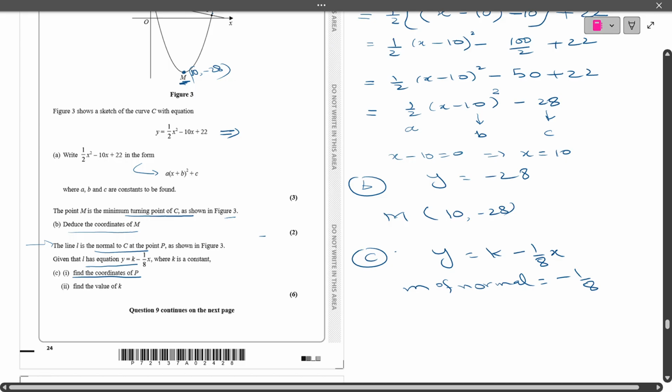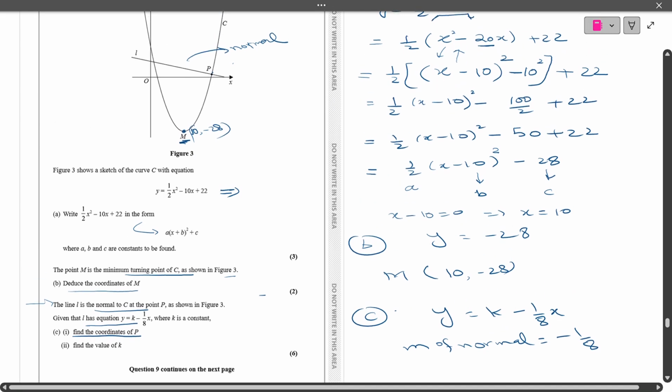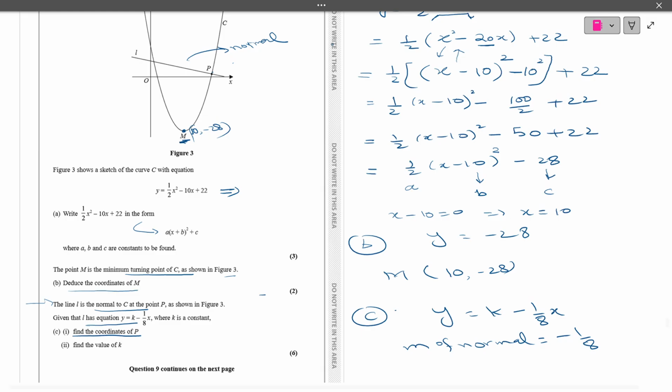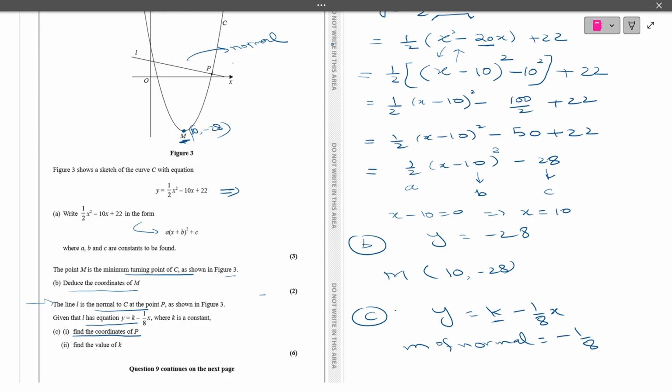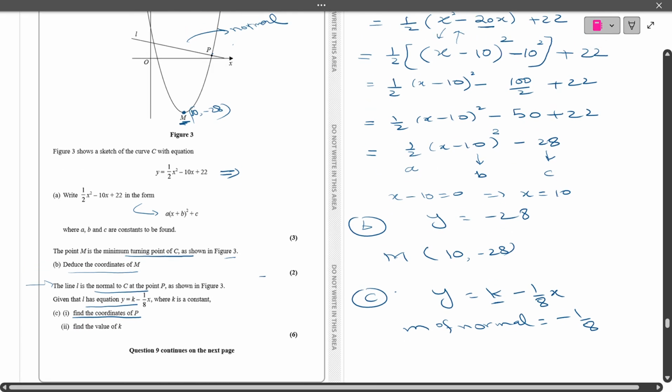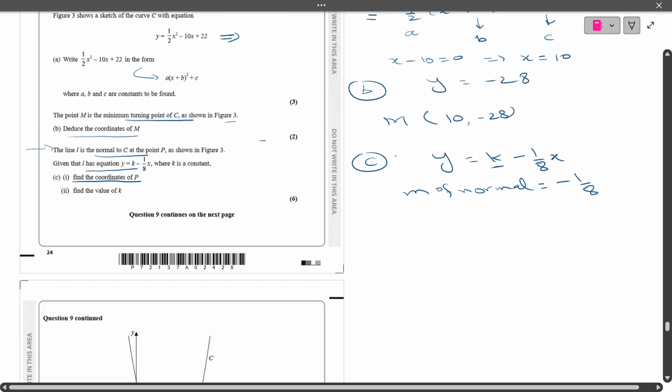To find the coordinates of P, because the line L is intersecting the curve at point P, and I have y equals k minus x over 8. I don't know what k is. Otherwise, because the line L intersects the curve at point P, we can easily equate them and get it. But because I don't know what k is, let's first find k. So the curve here is, let's look at the curve.